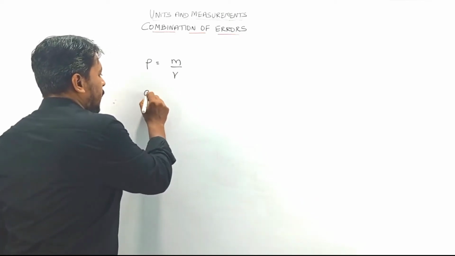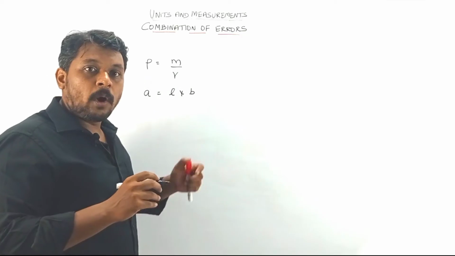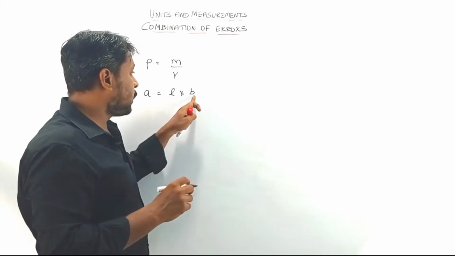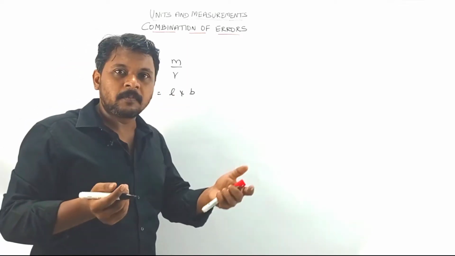Similarly, the area of a rectangle, so L into B. What happens when you have error in your length and breadth? The product of length and breadth is area. How will you express area with error?